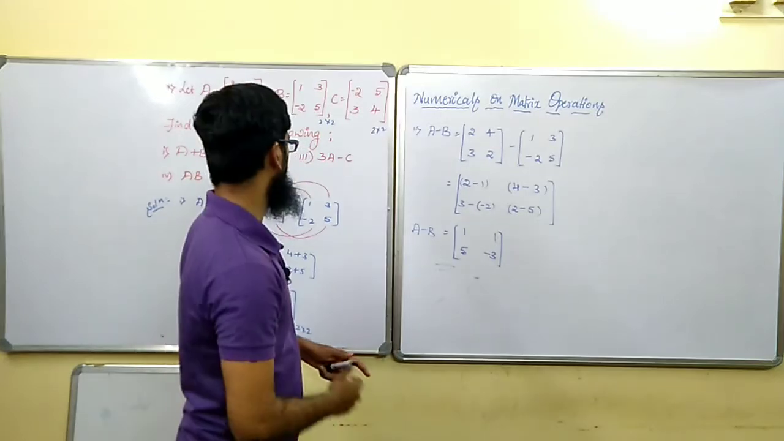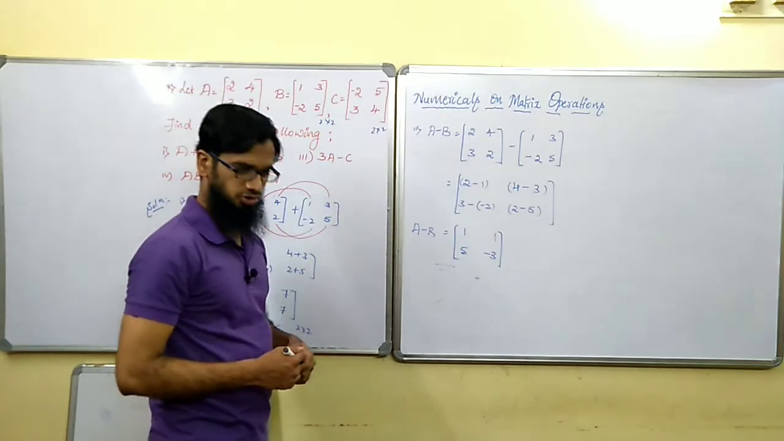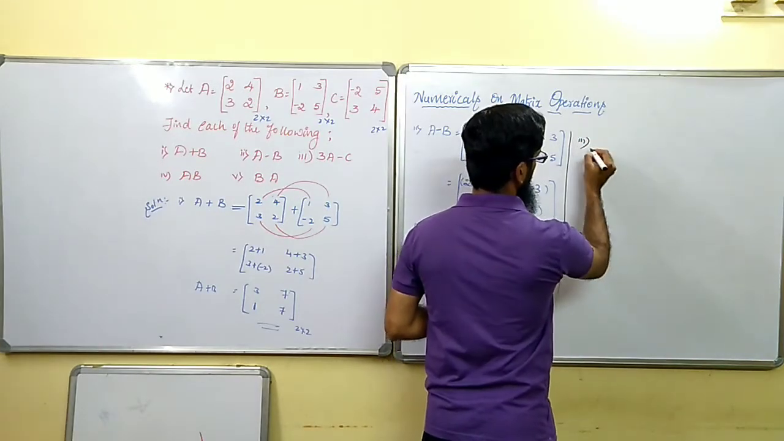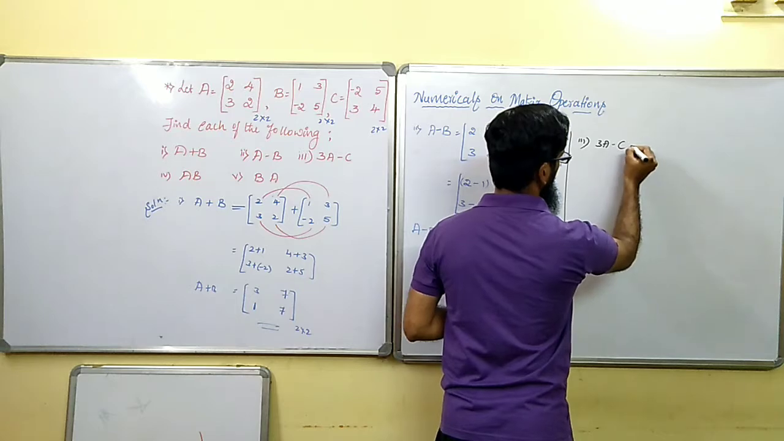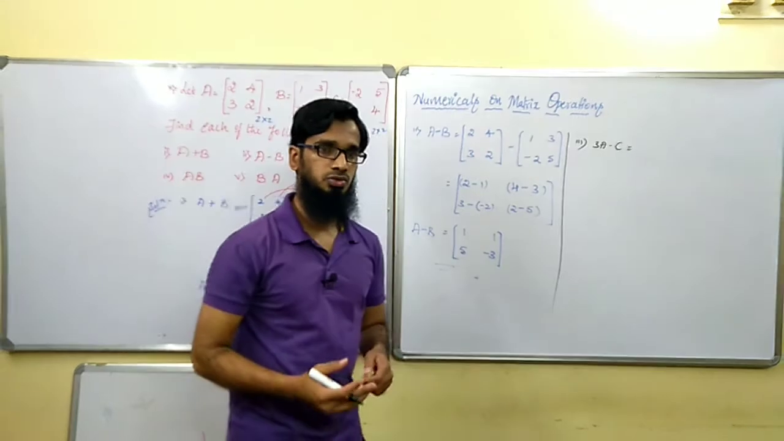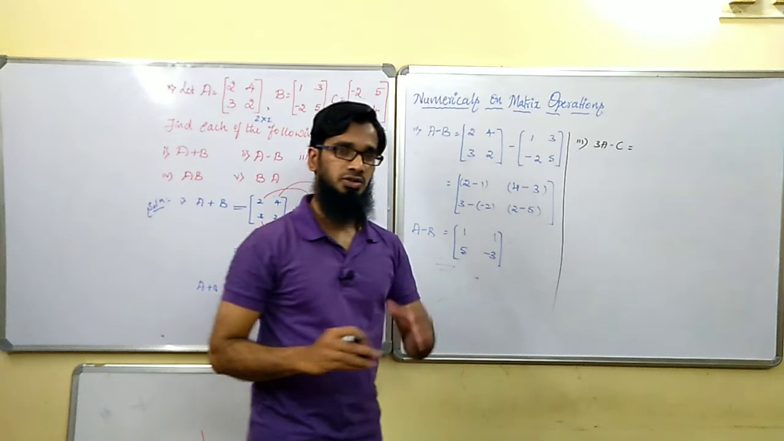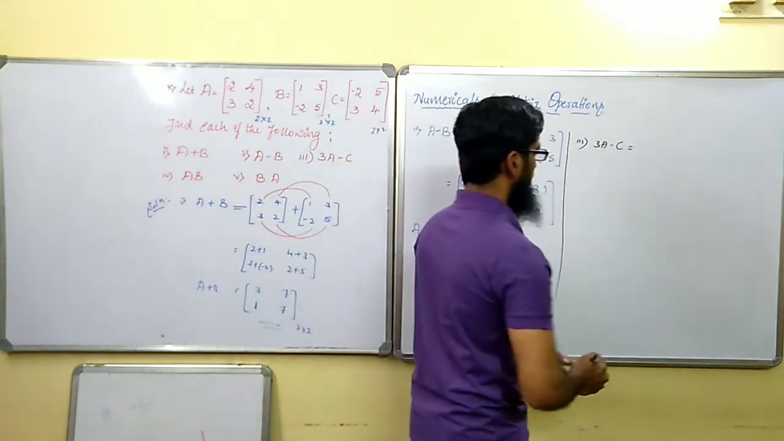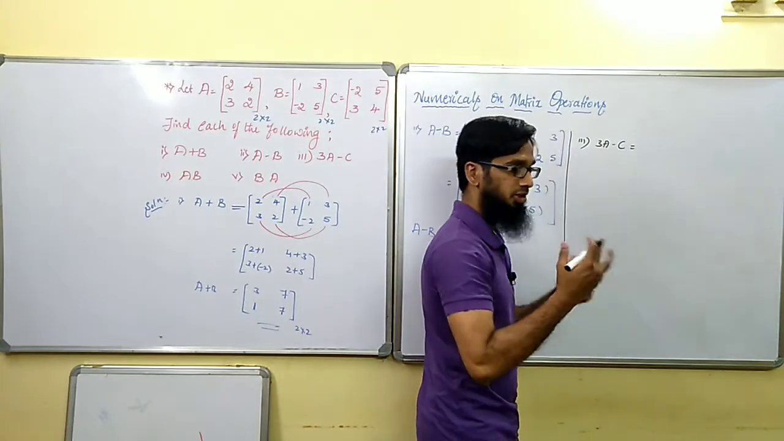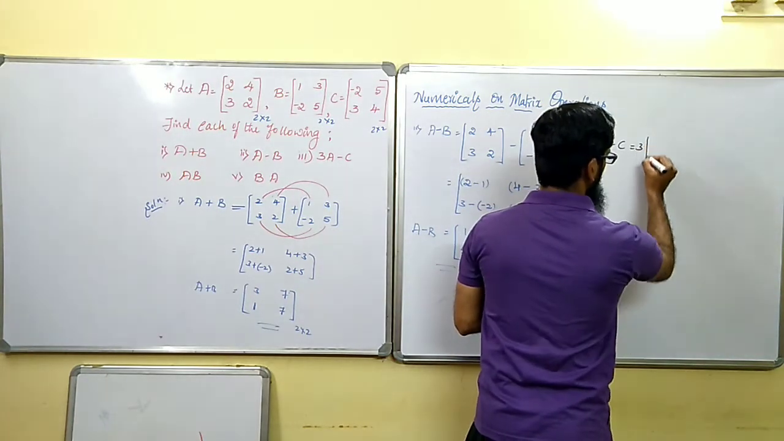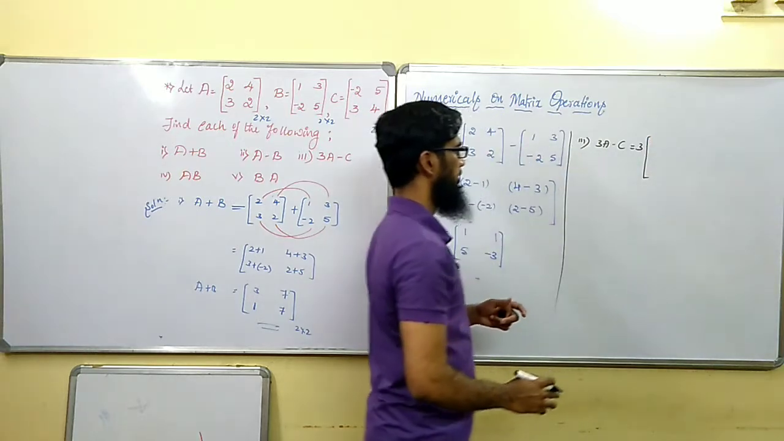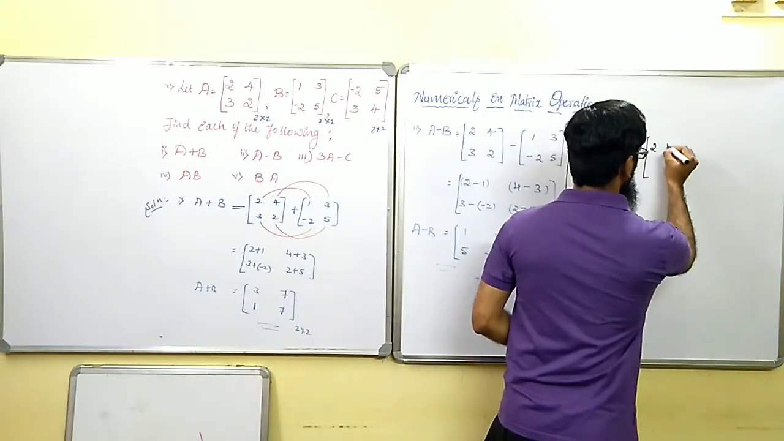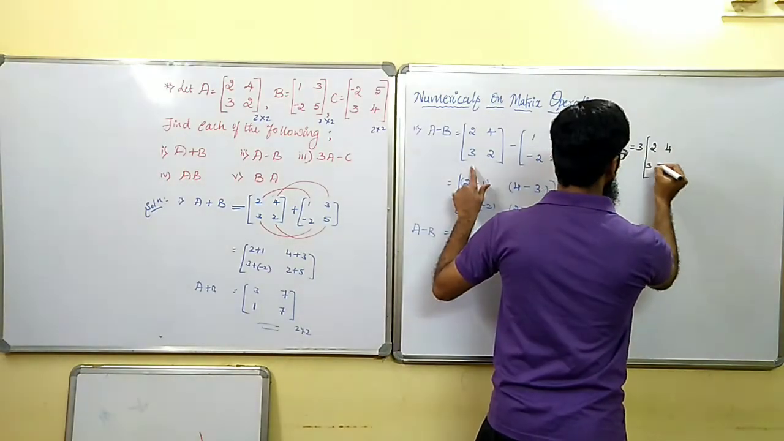Now let us directly move on to the third part, 3A minus C. In this part you can see we have both scalar multiplication as well as matrix subtraction. Let us consider 3 as a number itself, like a constant. Now we have to multiply this 3 with A. I'll just write the matrix A, substituting here 2, 4, 3, 2.